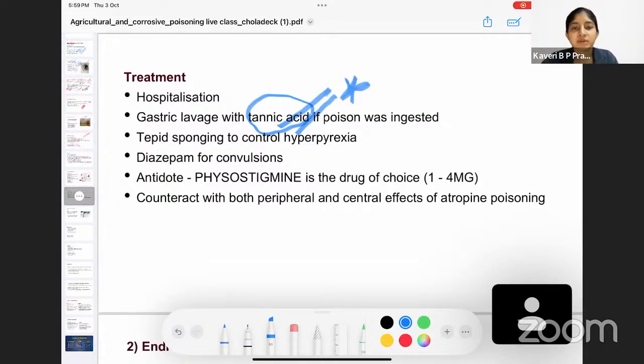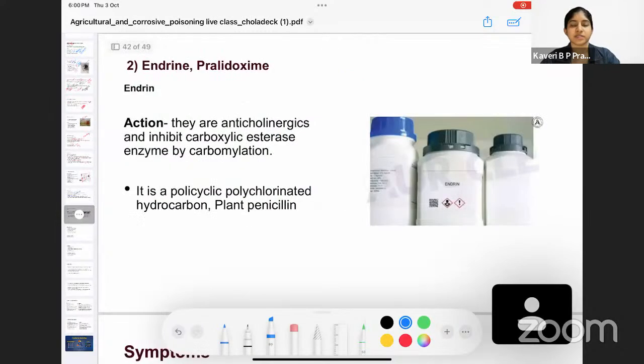Tepid sponging to control hyperpyrexia. He's going to be very hot. You take cold water and give him a sponge bath. Diazepam is given to control convulsions, and the antidote here is physostigmine. It is a drug of choice. How much physostigmine is given? It is around 1 to 4 mg. This physostigmine is going to counteract both the peripheral and central symptoms of atropine poisoning.